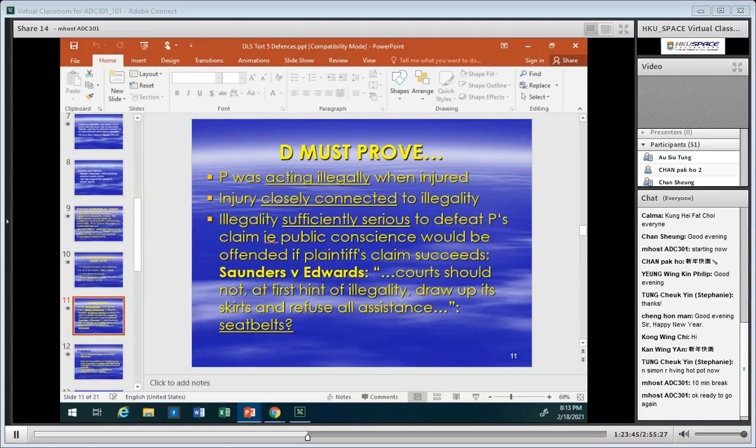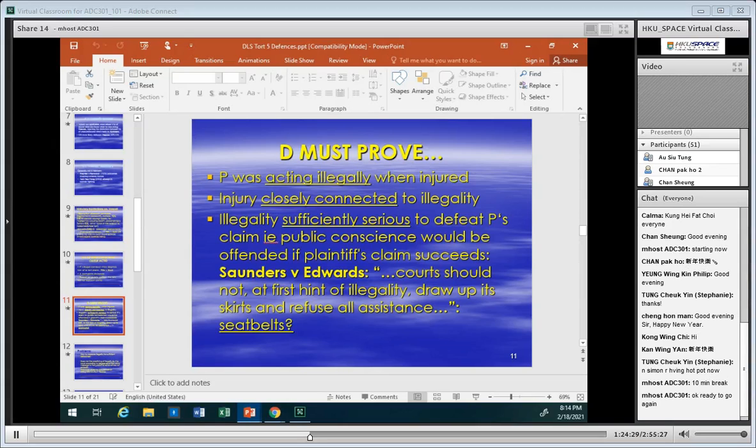This case of Saunders and Edwards, though, which is not in your course manual, but I like Saunders and Edwards because it has very good imagery. Remember Madam Justice, with the picture of Madam Justice, she is blindfolded, she's wearing a long dress, and she's holding the scales, balancing the scales, one on each arm. So remember that imagery. And in Saunders and Edwards, the court said the court should not, at the first hint of illegality, draw up its skirts and refuse all assistance. So Madam Justice will not draw up her skirts and run away just because there's a little bit of illegality.